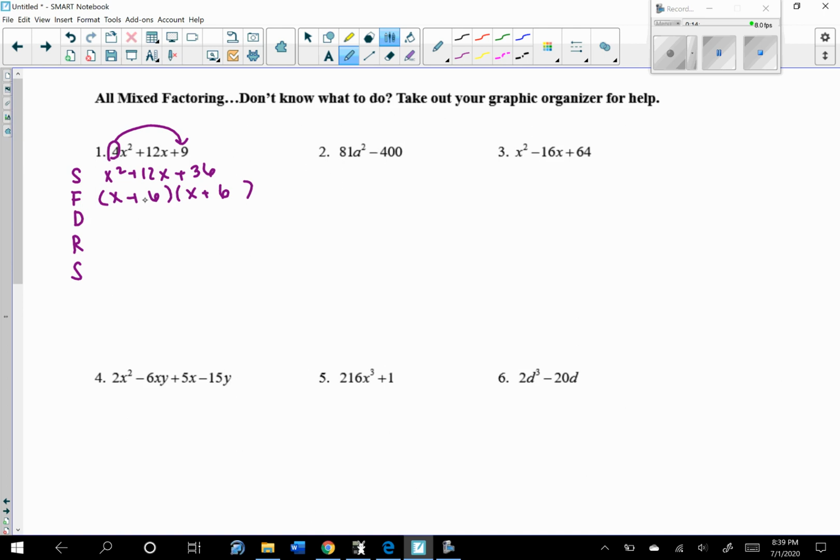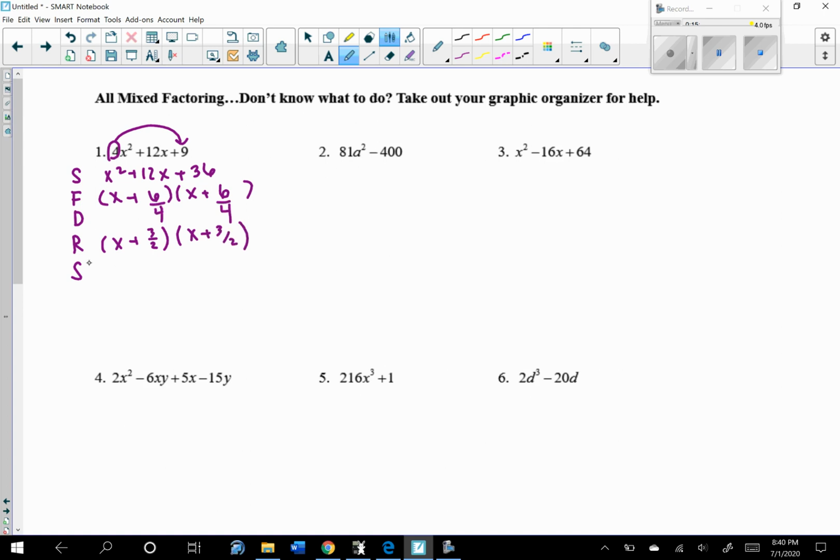D stands for divide. If I multiply this out and FOIL and combine like terms, I wouldn't get this because notice x times x is x squared, not 4x squared. So that means I need to divide the term that I moved back out. R stands for reduce the fraction. So 6 over 4 reduces into 3/2.